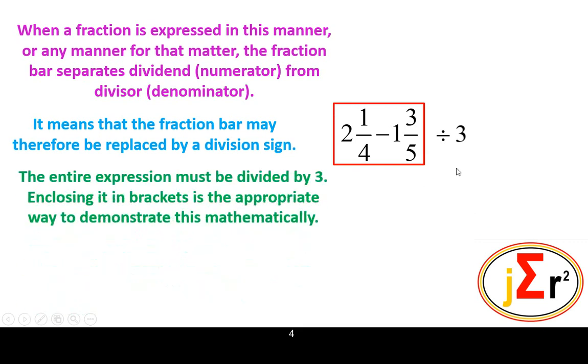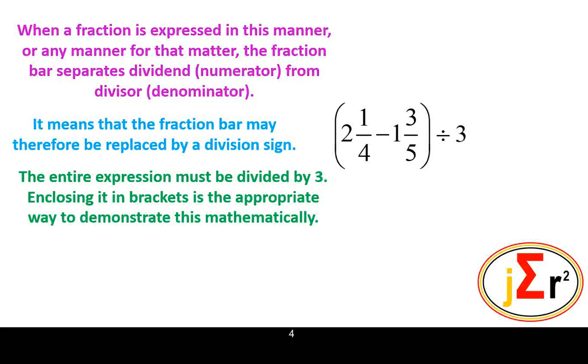The entire expression must be divided by 3. Enclosing it in brackets is the appropriate way to demonstrate this mathematically. So we are going to demonstrate it mathematically, that the entire expression that we had as our large denominator is to be divided by 3. So all of the expression that comprised the original large numerator is enclosed in brackets.